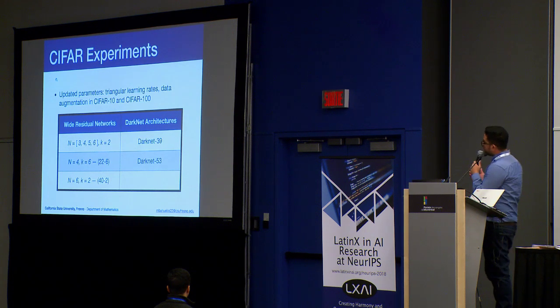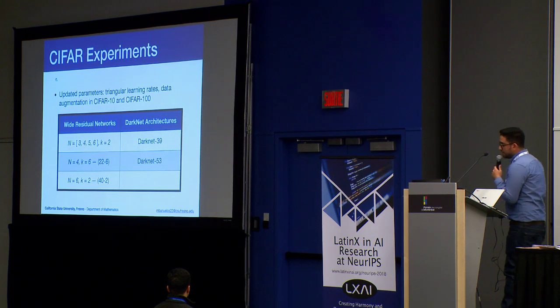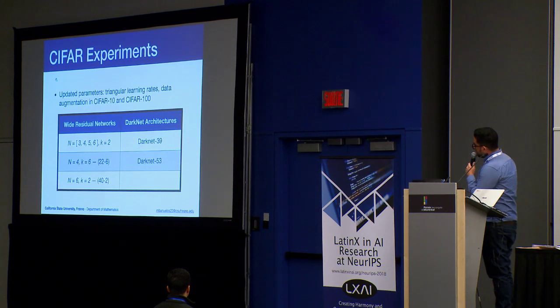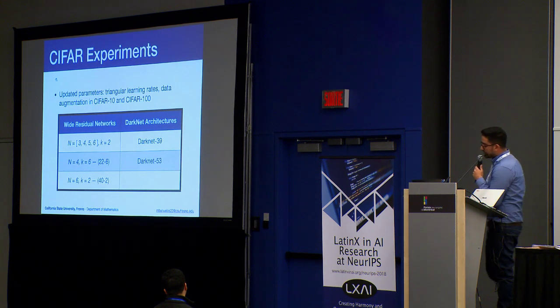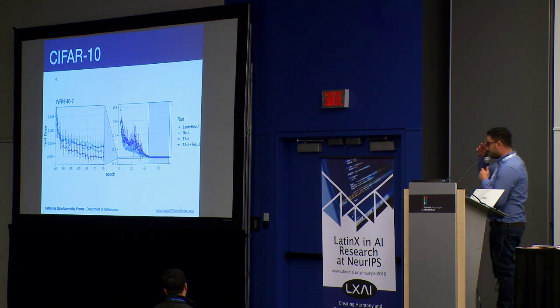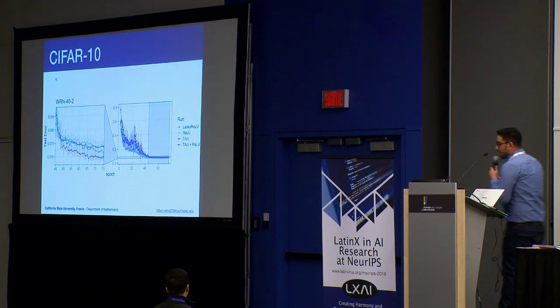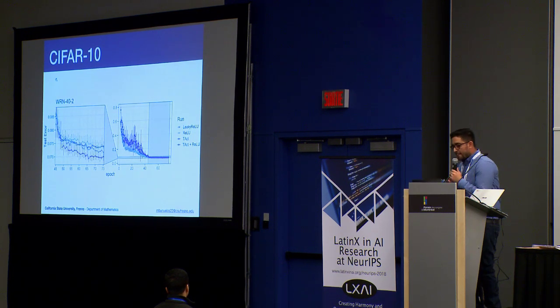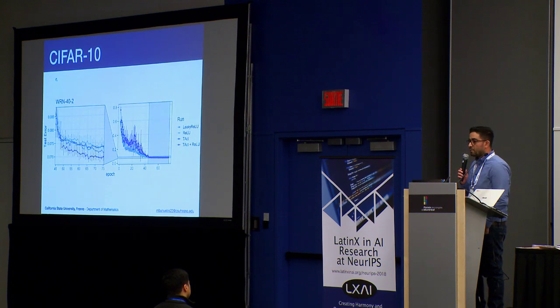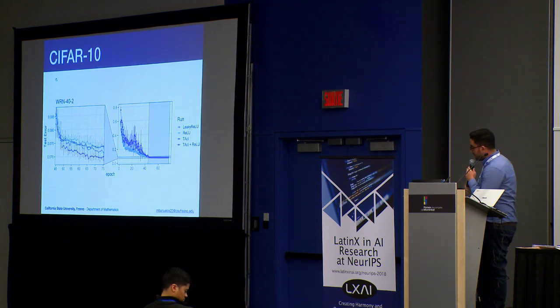And if you update these parameters to use triangular learning rates and data augmentation, I searched and looked at these particular architectures: wide residual networks with these blocks and these darknet architectures. As a caveat, these plots don't show the state of the art CIFAR training or test error rates. That's where we're moving towards, but it does show an improvement, all else being equal. Everything is the same for all these architectures, and in low epoch regimes, we see an improvement with TACT.